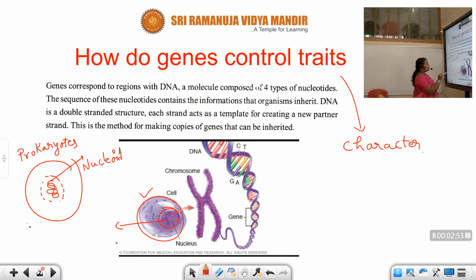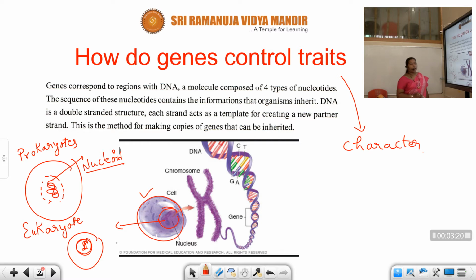This is the special characteristic feature of prokaryotes, right? And in the eukaryotes, the cell has the nucleus with an envelope. So it has the genetic material inside the nucleus. That is the major difference between the prokaryote and the eukaryote. Prokaryote has the naked genetic material, the nucleoid, whereas here the nucleus with the envelope and the genetic material is present.